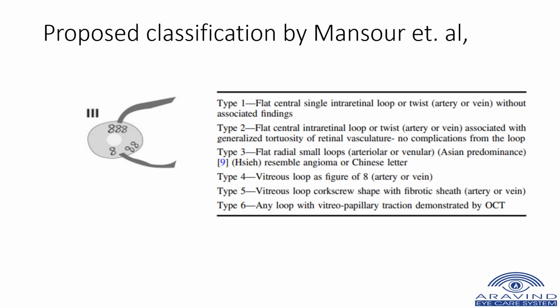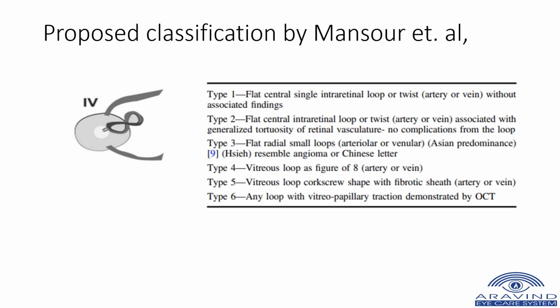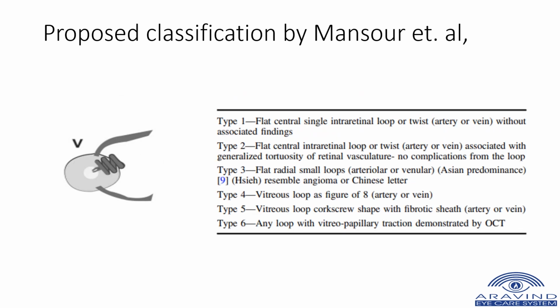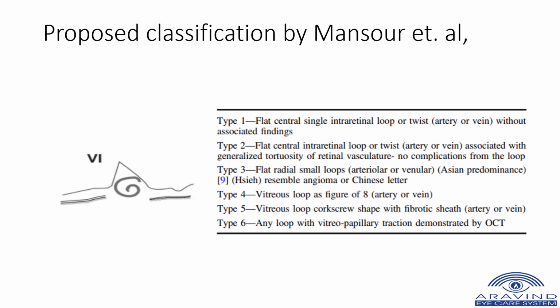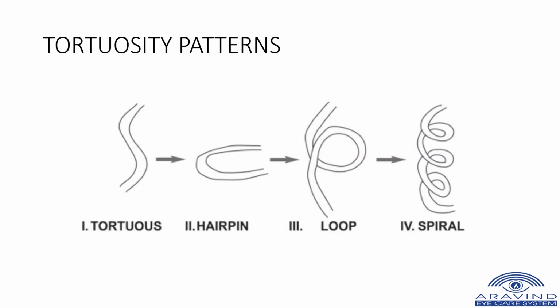Type 4 loop can resemble a figure of 8 from the artery or vein. Type 5 loop is a vitreous loop resembling a corkscrew shape with a fibrotic sheet either around the artery or vein. Type 6 is any loop of artery or venous origin which has vitreopapillary traction that can be demonstrated by the OCT. These are all the 4 tortuosity patterns observed by Mansoor et al. in their paper. We have tortuous, hairpin, loop or spiral.